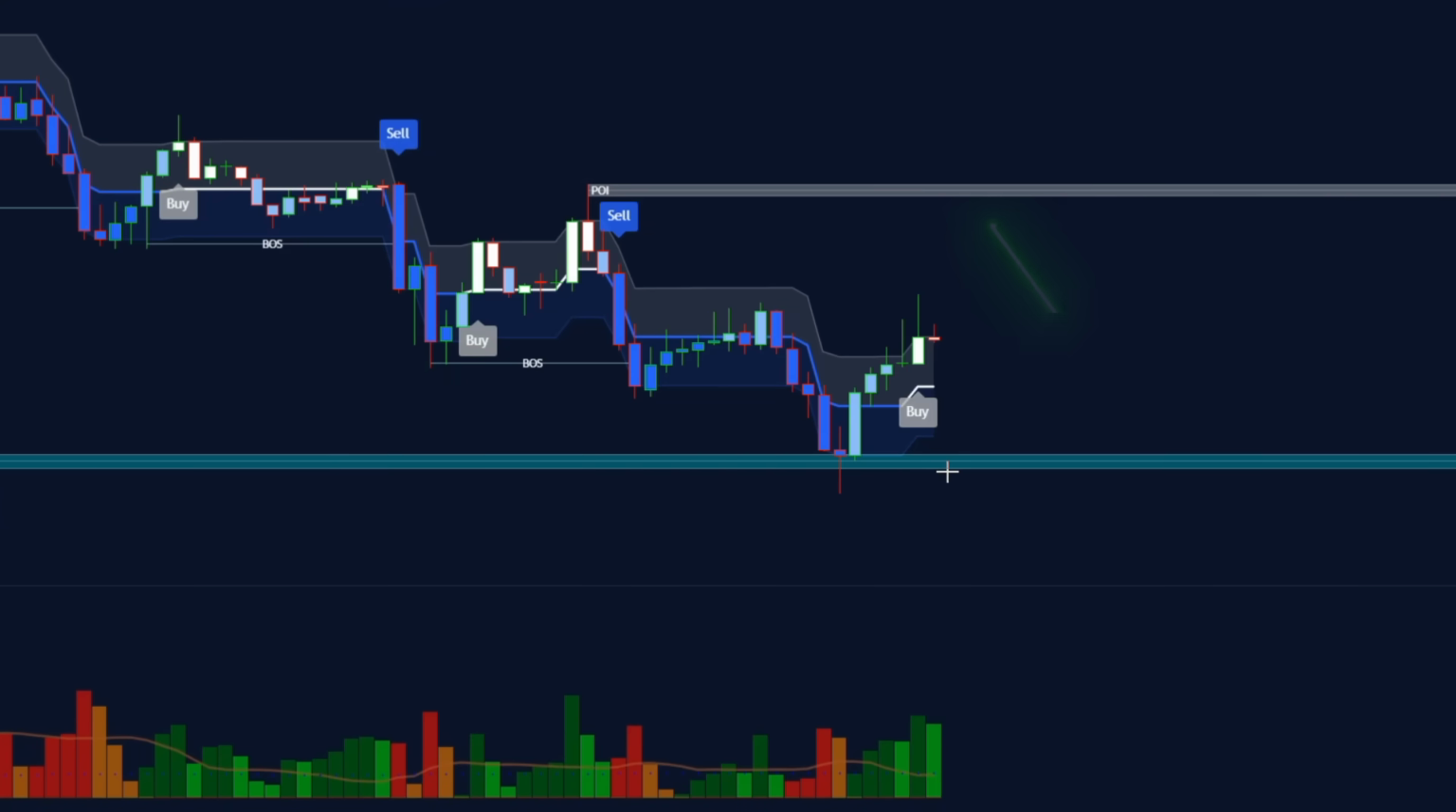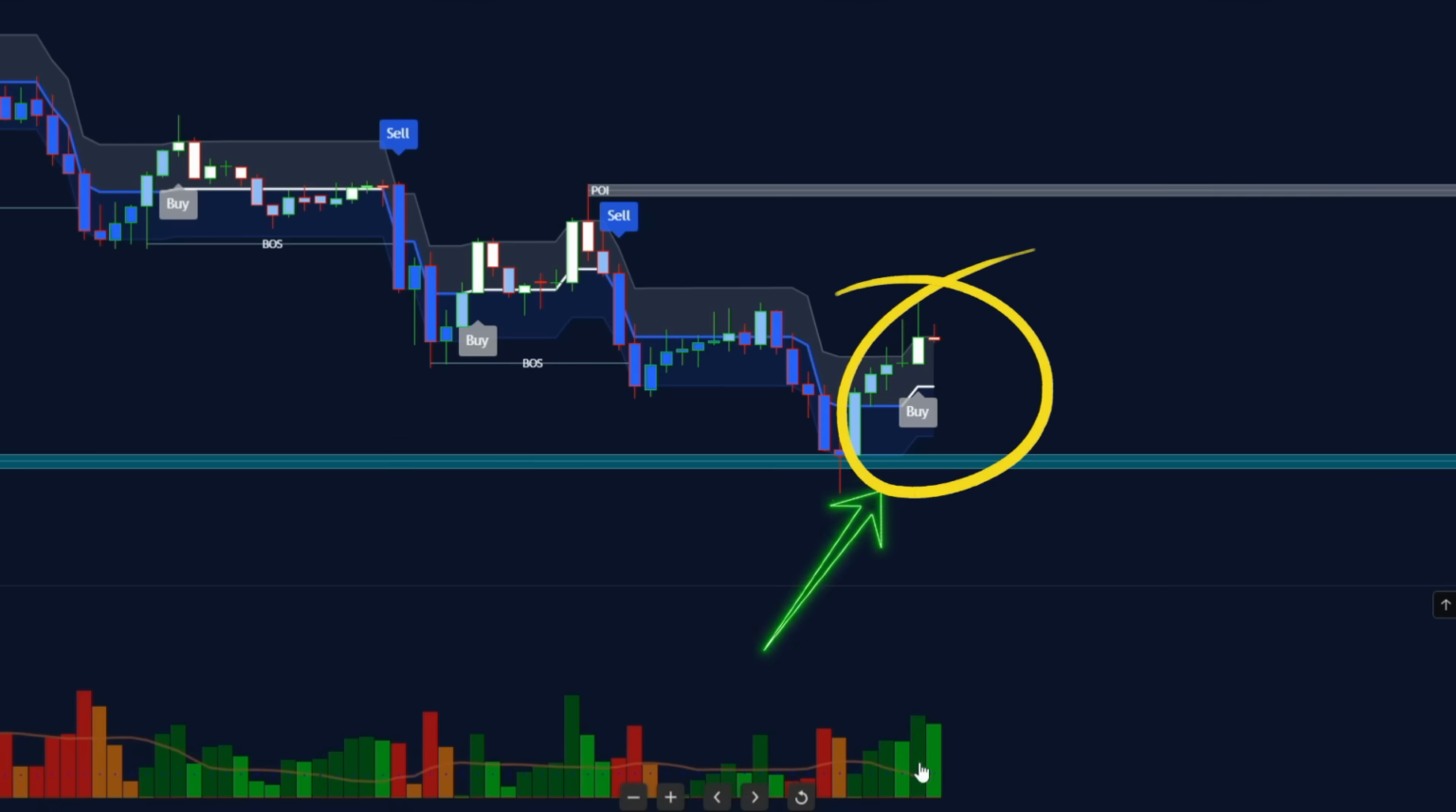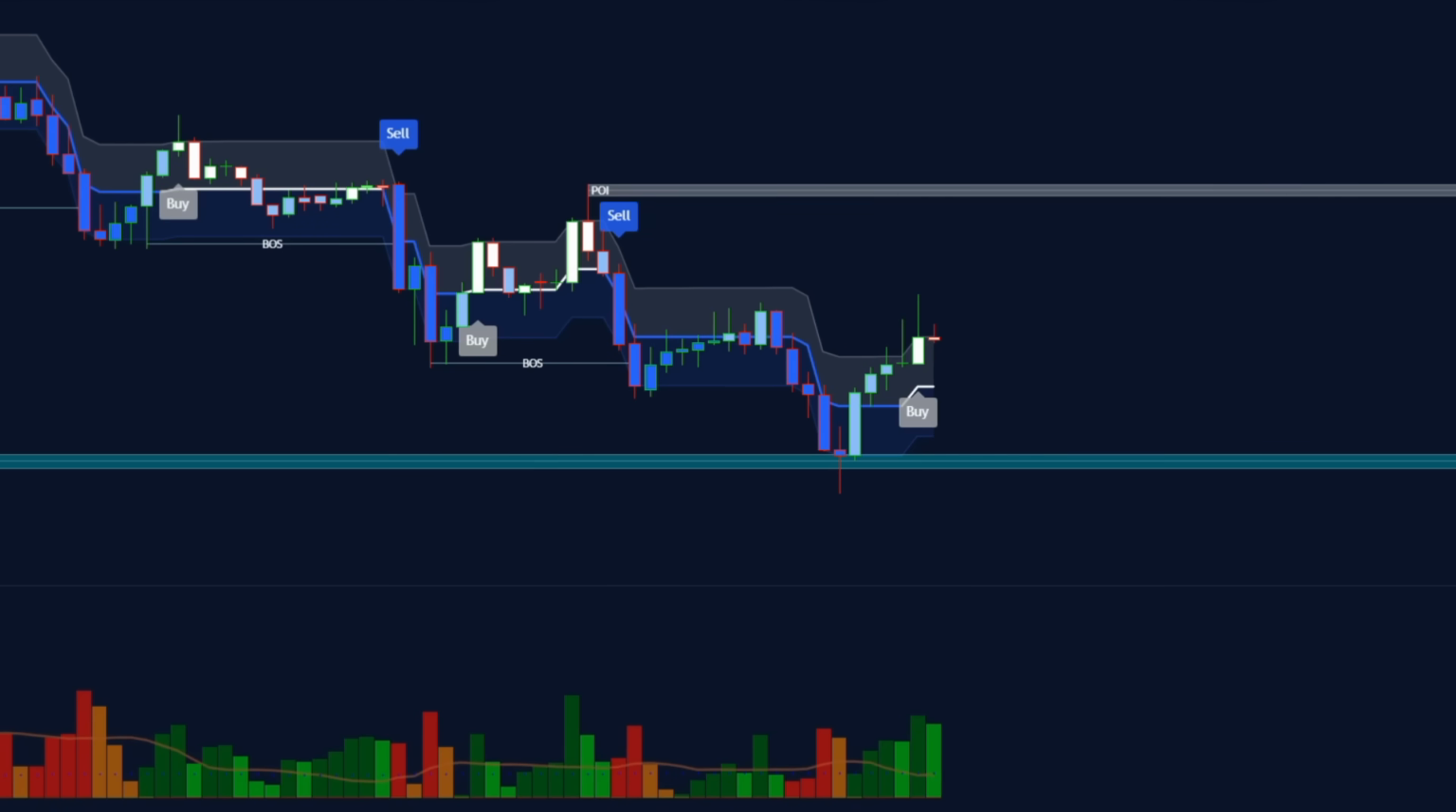The long buy setup. Zone, price touches a bullish order block, blue demand zone. Trend, the range filter is green. Trigger, the Waddah Attar prints a green bar crossing above the white line.